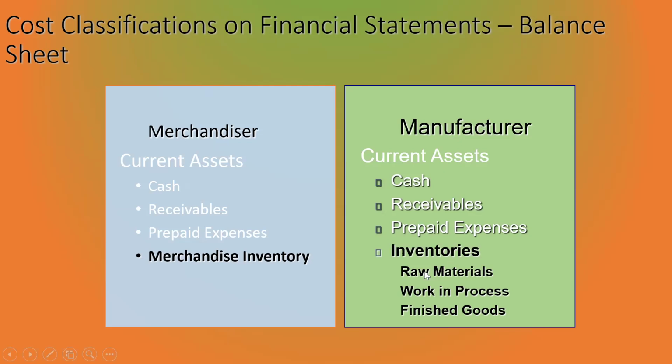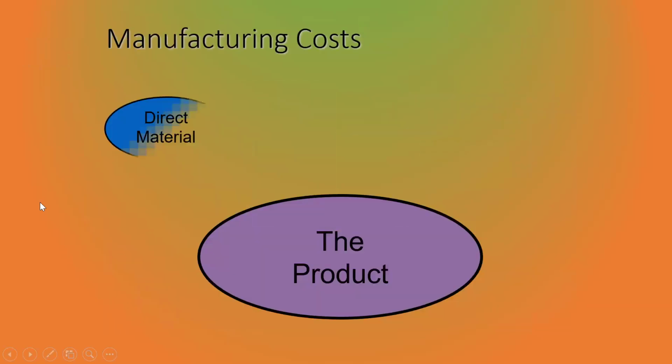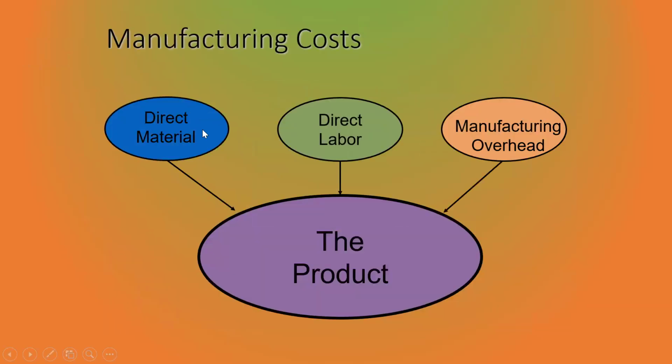So in manufacturing companies, we have different types of inventories, which is raw material inventory, work in process, and cost of goods sold inventory. So these are the three main parts of the product: direct material, direct labor, and manufacturing overhead. So we will discuss one by one what do we mean by direct material, direct labor, and manufacturing overhead.